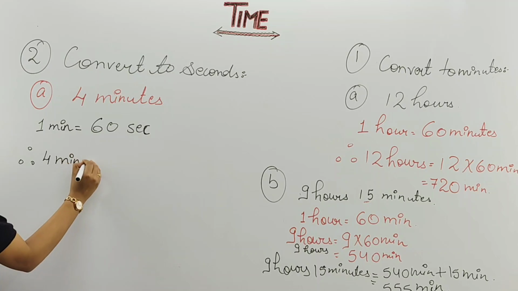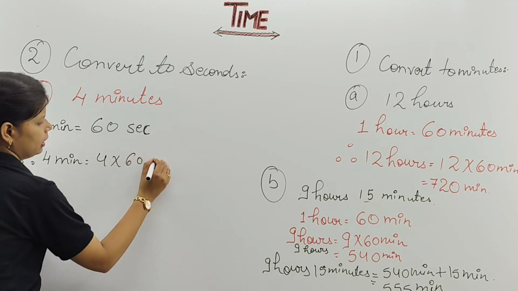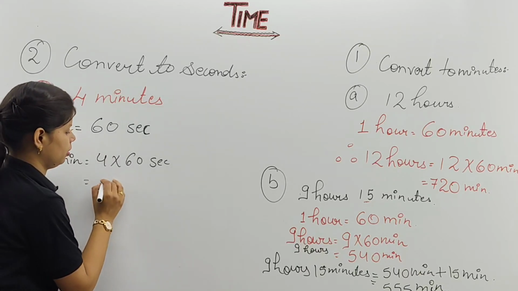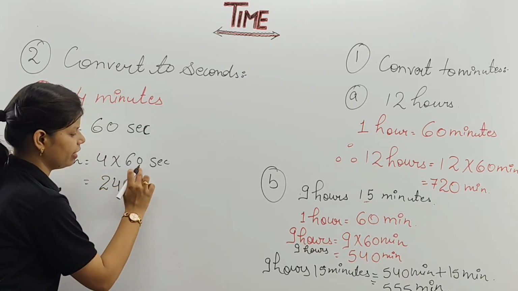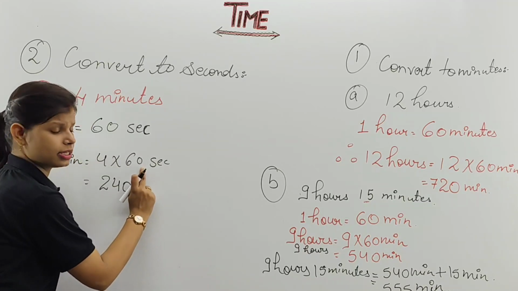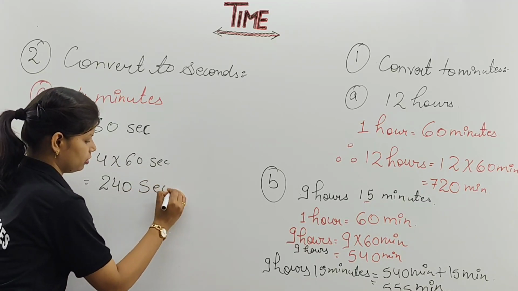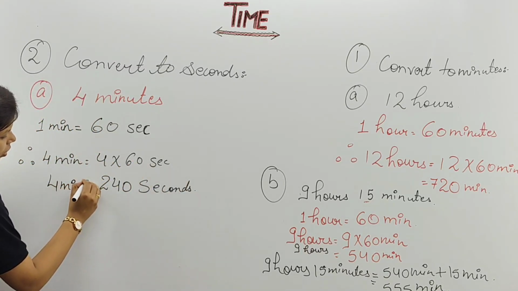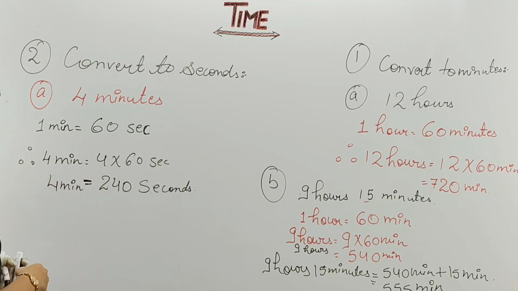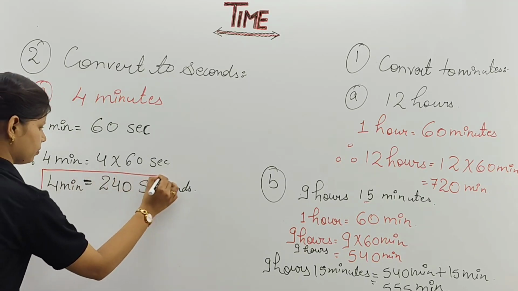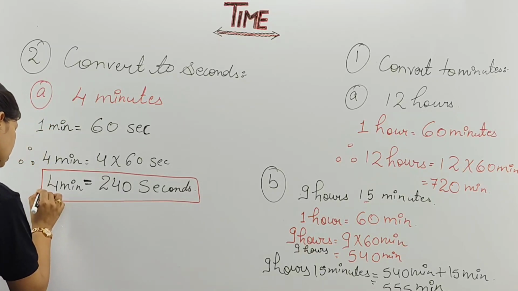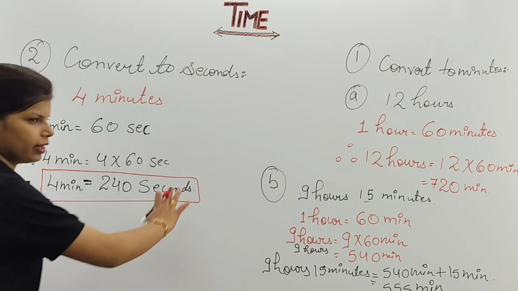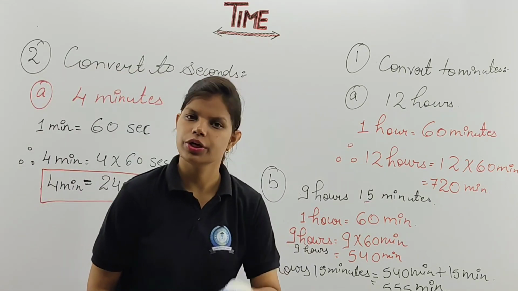Therefore, 4 minutes equal to what? 4 multiplied by 60 seconds. Your answer is what? 4 sixes are 24. I have added this 0 because 24 and then one more 0 is there. When you are multiplying, you will get seconds. That means your 4 minutes will be equal to 240 seconds. Clear, children? This is another part of conversion, when you have to convert to seconds.